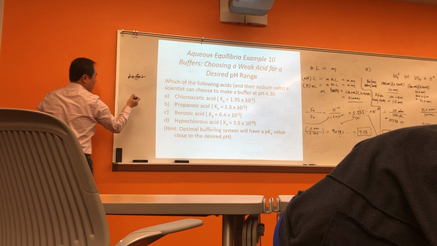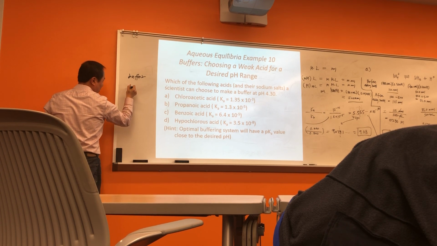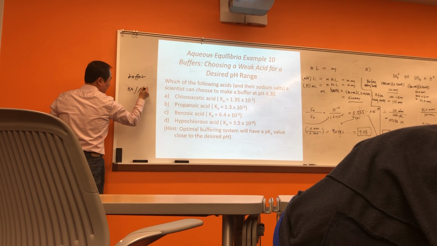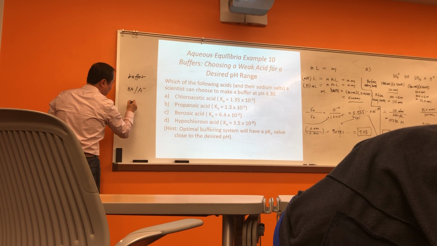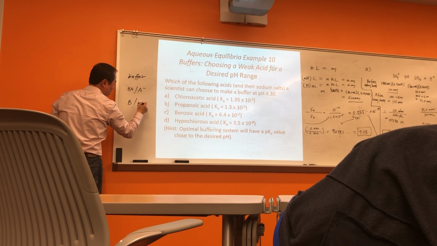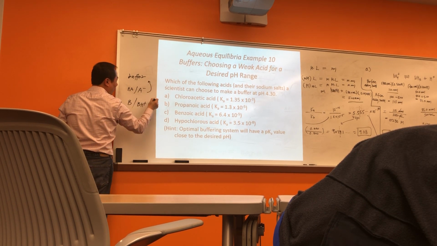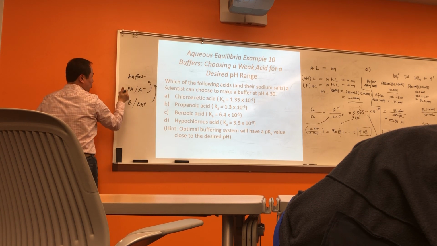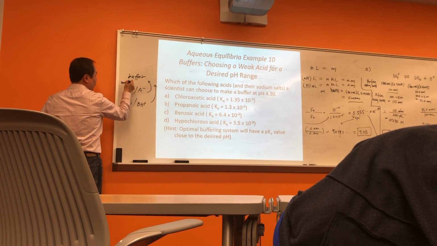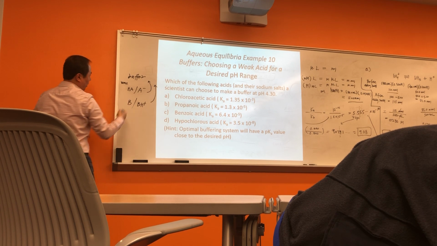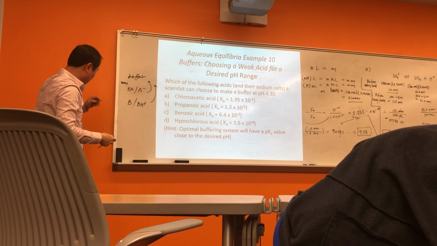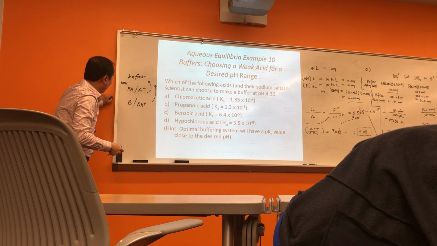By definition, a buffer is anytime you have any acid and its conjugate base, or any base with its conjugate acid, then you have a buffer. But this should be weak stuff: weak base with weak conjugate acid, or weak acid with weak conjugate base.